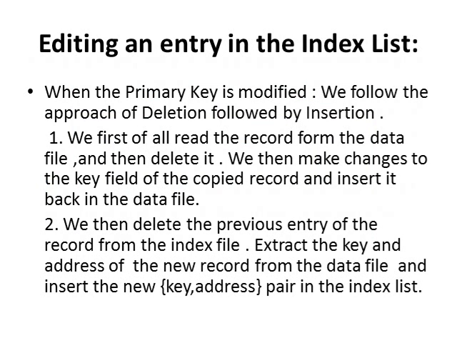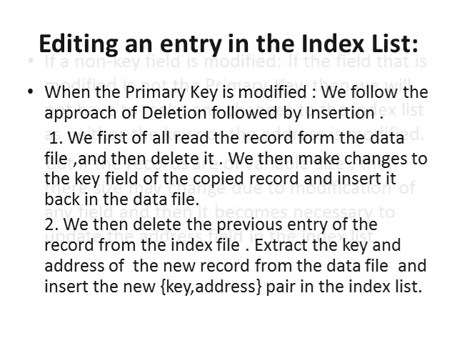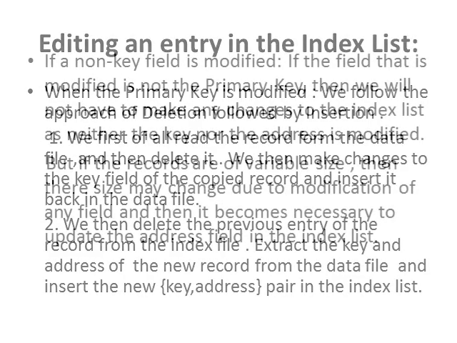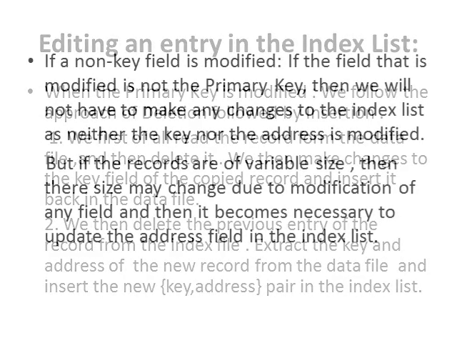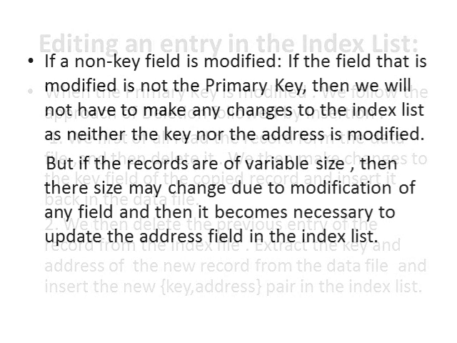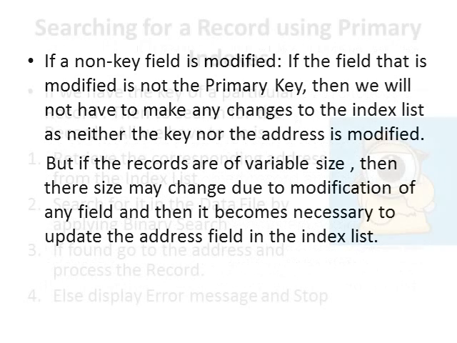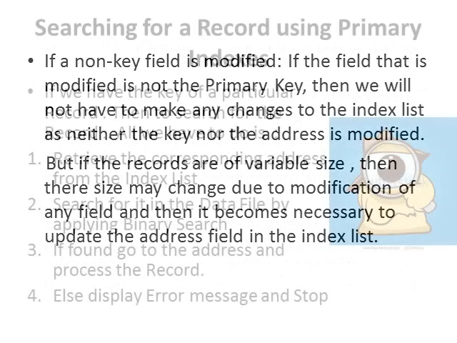If a non-key field is modified, that is, the field modified is not the primary key, then we will not have to make any changes to the index list, as neither the key nor the address is modified. But if the records are of variable size, then their size may change due to modification of any field, and then it can become necessary to update the address field in the index list.